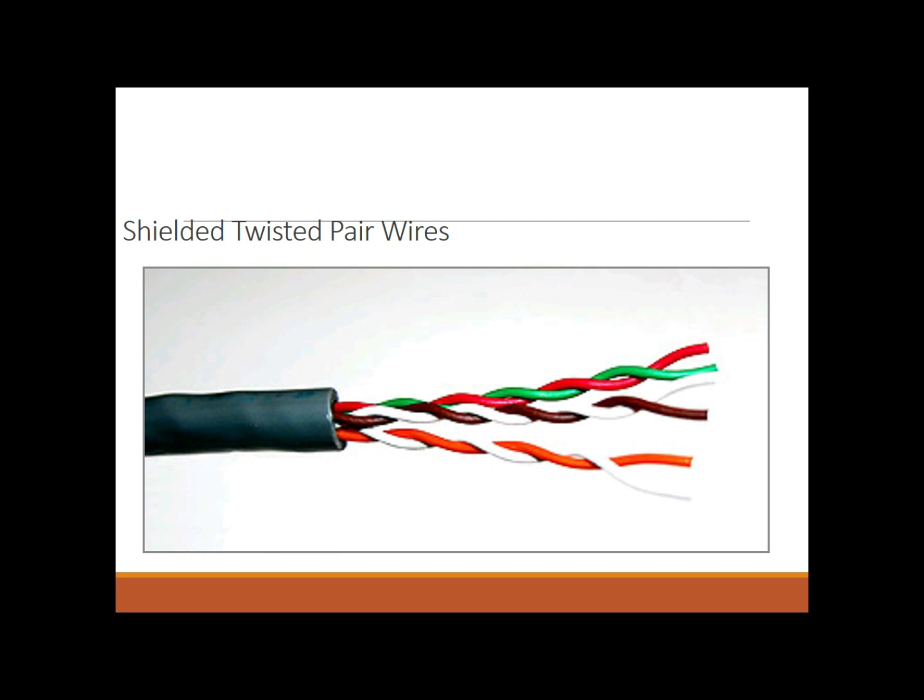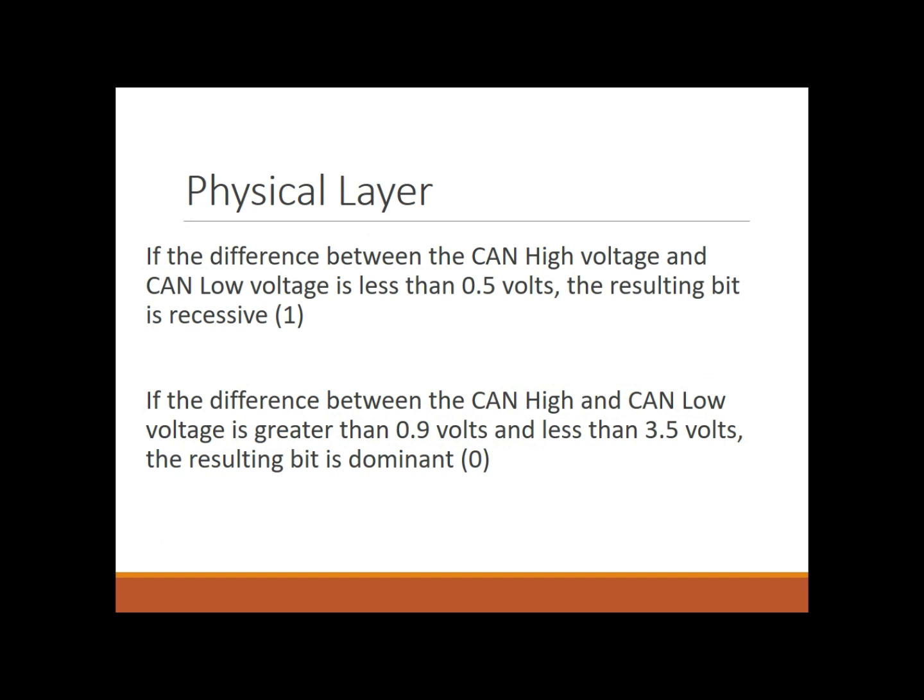This is how a twisted pair looks. It is used to reduce the noise and electrical impedance, because CAN runs on voltage levels. That's the reason we use twisted pair wires. Next, in the physical layer, if the difference between the CAN high voltage and CAN low voltage is less than 0.5 volts, it is recessive. If the difference between CAN high and CAN low voltage is greater than 0.9 volts and less than 3.5 volts, this results in a dominant bit.